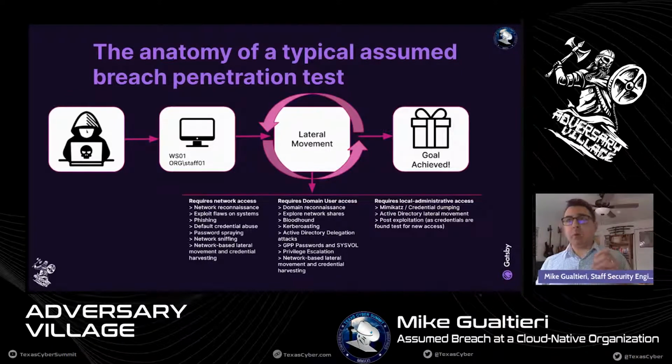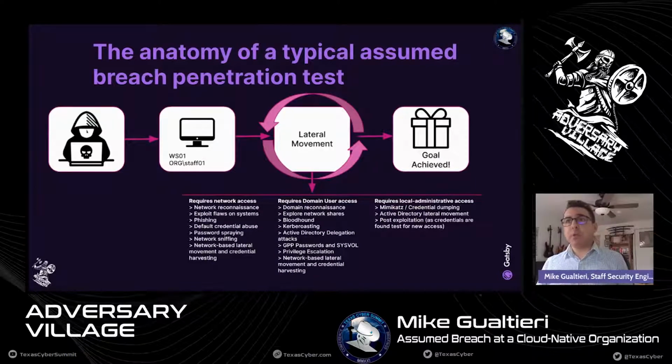This is a representation of a typical on-premises Active Directory environment. Our tester sets up and is connected to an initial point of access. Let's just call it workstation WS01, and they're logged in as the user org/staff01. Maybe credentials are supplied, maybe not. I usually prefer to have these supplied, but it works either way.